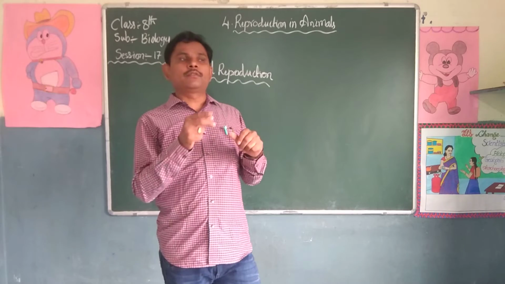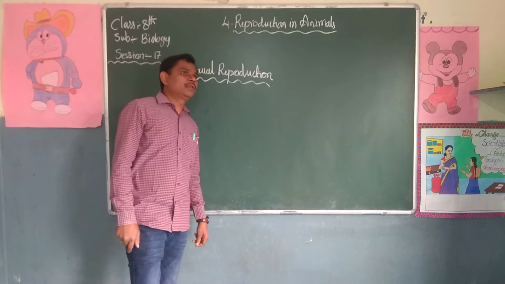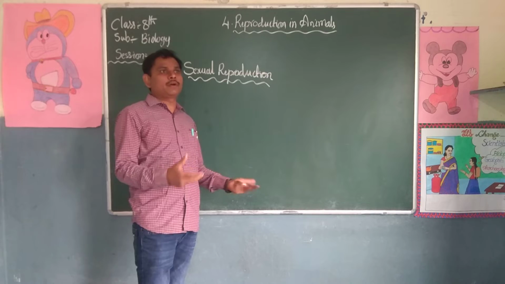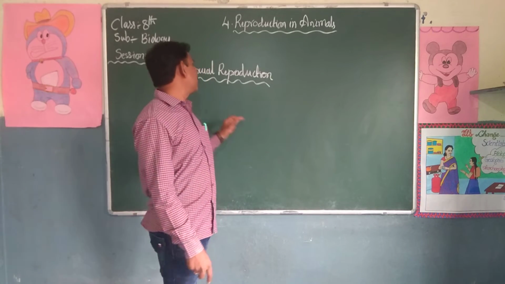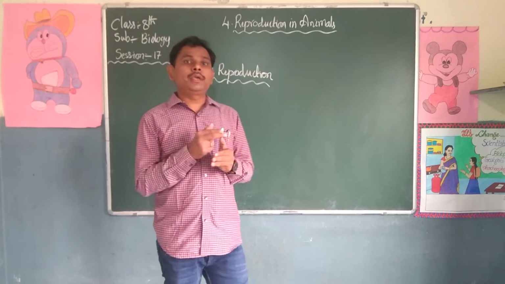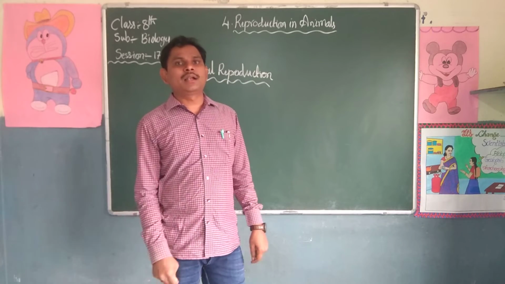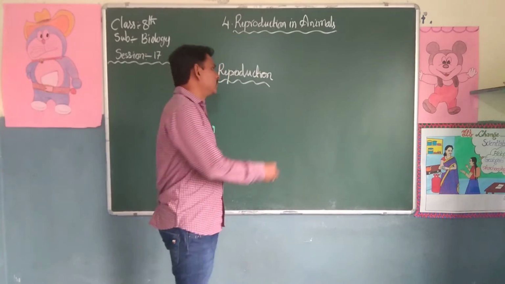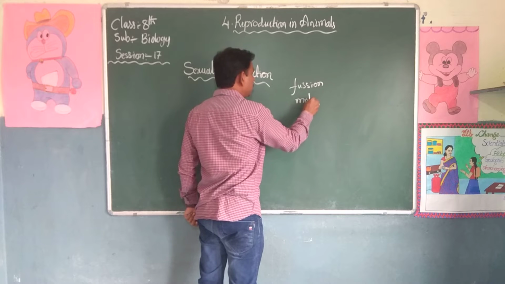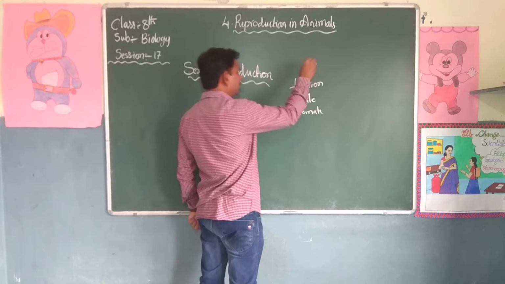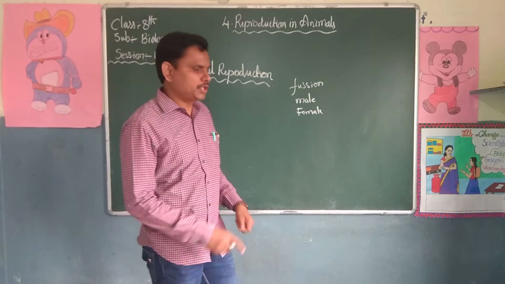In the flowers of plants, there are male parts and female parts. If you take Datura flowers or some other flowers, that flower contains male gametes and female gametes. What is sexual reproduction? Fusion of male gametes and female gametes is called sexual reproduction.